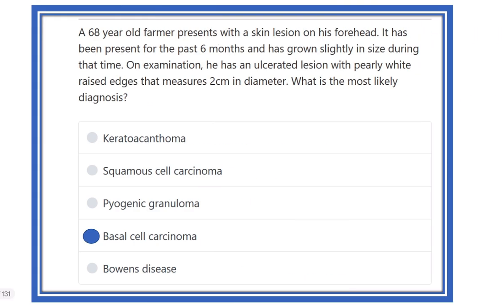So what is our answer? It is basal cell carcinoma. And what is its main diagnostic point? The main diagnostic point is the pearly white lesion with the raised edge. And the history is a very short time, about 6 months. As it developed within a short time, it is the basal cell carcinoma.